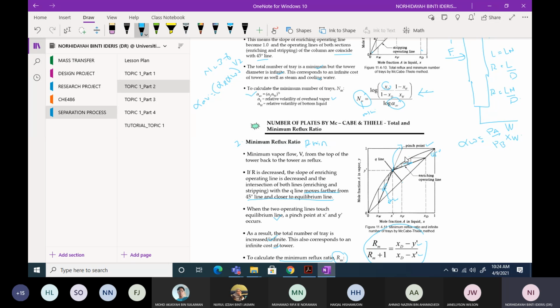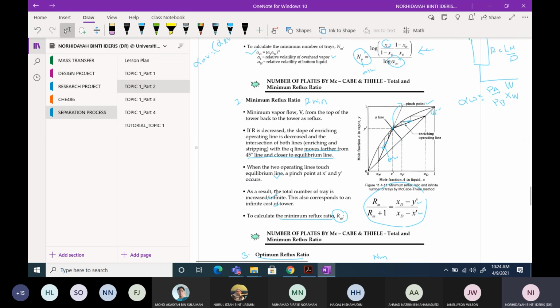If you look up here, if both operating lines move further from the 45-degree line, you can see that the number of stages will be maximum. The number of stages will be bigger than in an ordinary case like example 11.4-1.